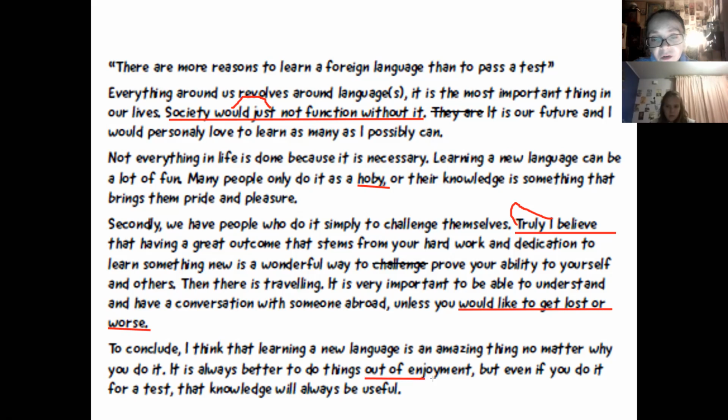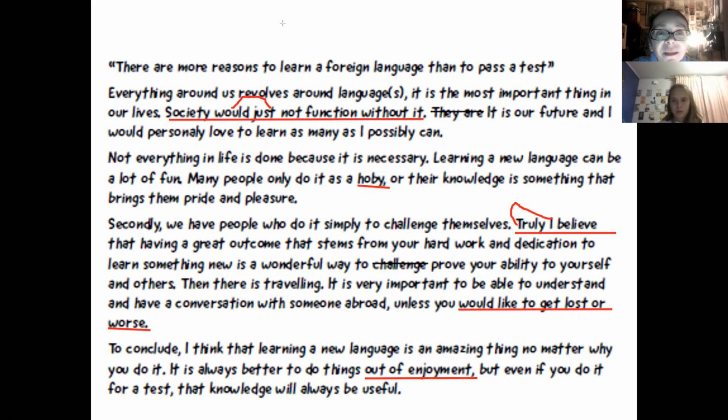And "out of enjoyment." I would say "for fun" sounds much better. Don't you agree? Yes, I agree. But it would be a repetition because we have a lot of fun here. So probably I would replace "a lot of fun" with "a form of entertainment," or something like this.